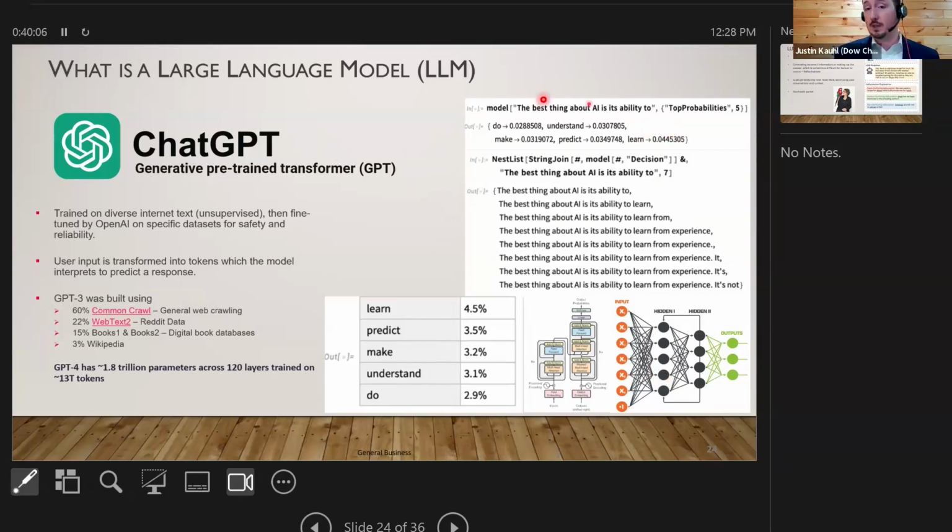But essentially what it's doing is it's predicting the next word in the sequence. So given the context of these words here, what is the most likely next word? And if we look at this right here, it says there's a 4.5% chance it's "learn," 3.5% chance it's "predict," and it goes all the way down until it completes the 100%, right? Where there's a huge long tail of astronomically unlikely words that could go there, but this is the most likely word. And so it'll output that.